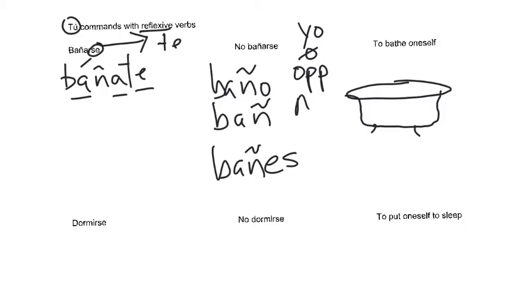And the fourth step, don't forget to add a no to make this a negative command. But we still need our reflexive pronoun. And again, since this is a tú command, we're using the pronoun te. And with negatives, it goes in between the no and the command to form the command no te bañes. No accent marks are required in the negative command form.